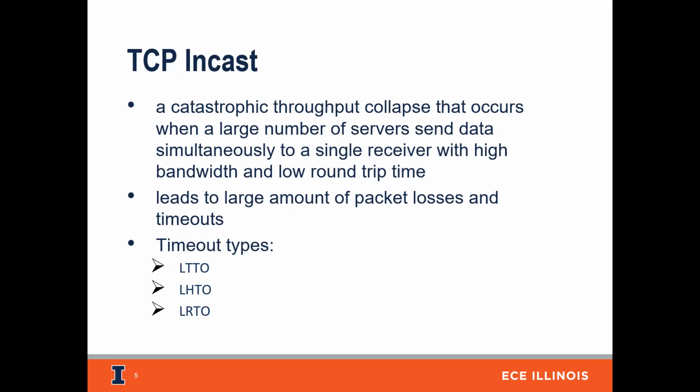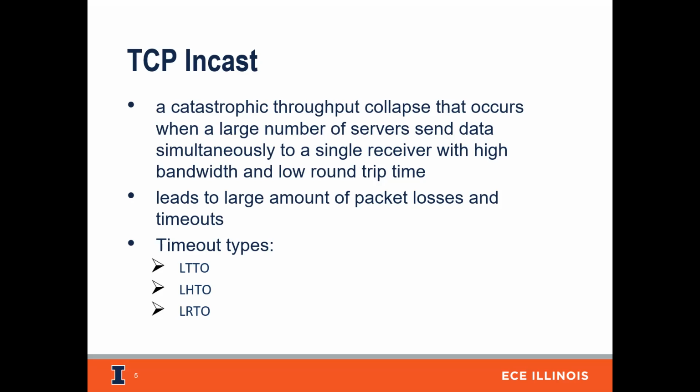First, we'll talk about TCP incast. It is a catastrophic throughput collapse that occurs when a large number of servers send data simultaneously to a single receiver with high bandwidth and low round-trip time. Generally speaking, the client sends various synchronized data requests, and each server stores a fragment of the data block requested by the client. All the servers take approximately the same amount of time for sending the requested data to the client, which results in the overflow of buffers at the bottleneck link. And this leads to a large amount of packet losses and timeouts.